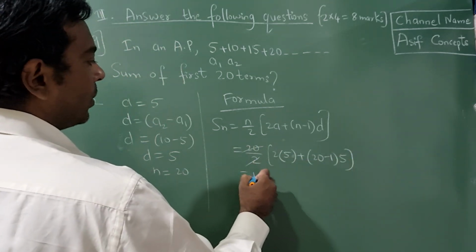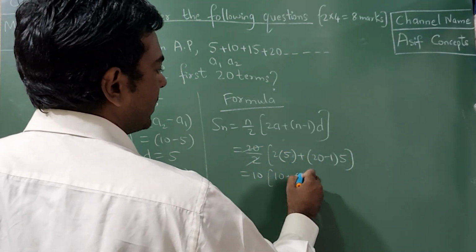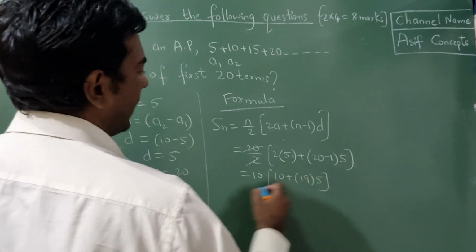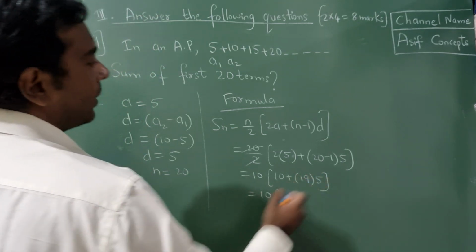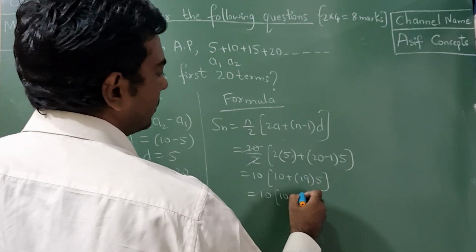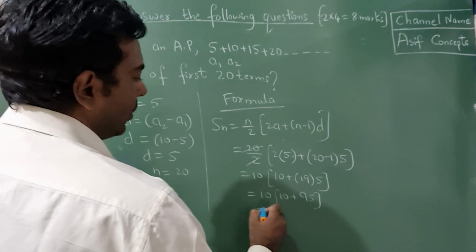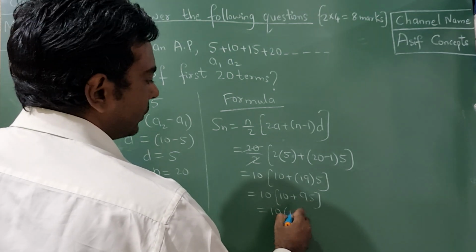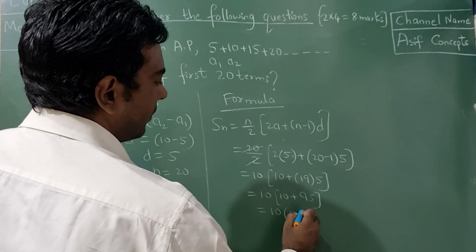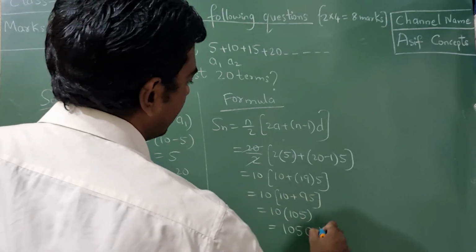2 ones are 2, 2 fives are 10, and 20 minus 1 is 19, into 5, 95. Okay, so 10 into 105. So if you multiply, you'll get 1050 as an answer.